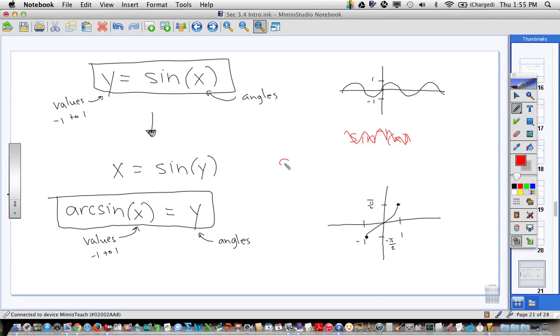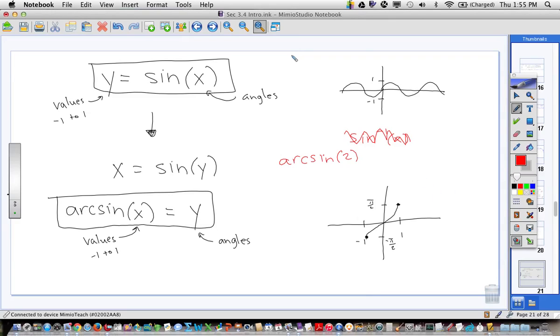So if I ask you on the homework, what's arc sine of 2? They might ask that. There are some questions about that in the homework. What's arc sine of 2? What do you say? Does not exist. It's undefined. Why? Because right here, the input into arc sine has to be values between -1 and 1.